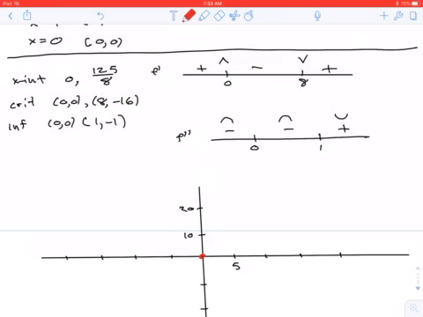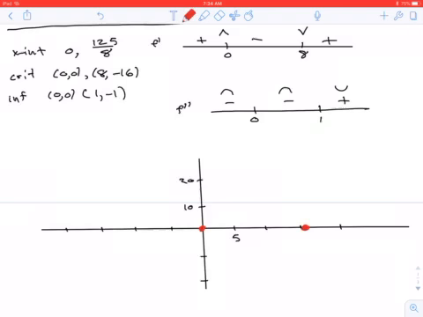So x-intercepts, we had one at 0, and 125 over 8, which I said was about 16. So I'm going to say here. Okay, then let's get our critical values. So 0, 0 is already plotted, and 8, negative 16 is, so I was going by 10, so 8, negative 16 is maybe here. Okay, I think, and we need the inflection point. So 0, 0, and 1, negative 1, which we'll call right here. Okay, so let's see what we got.